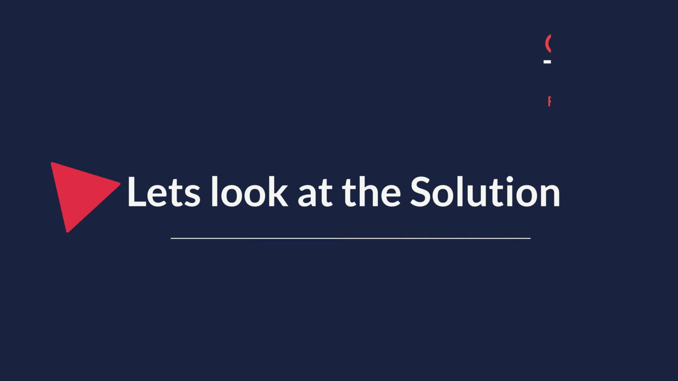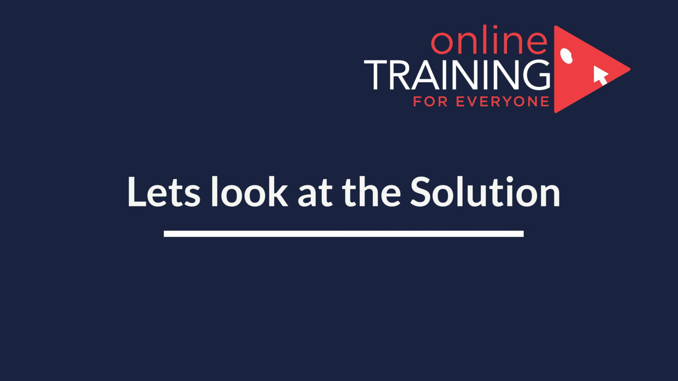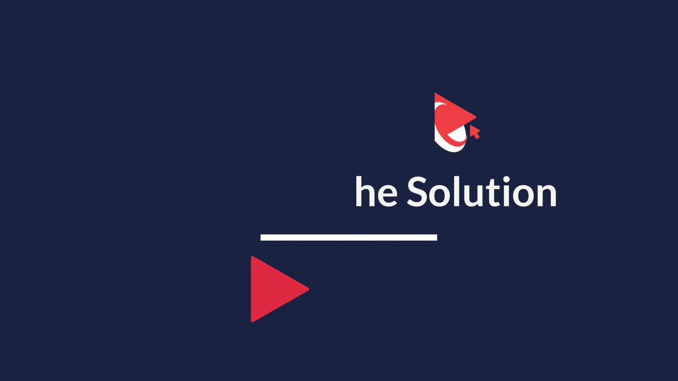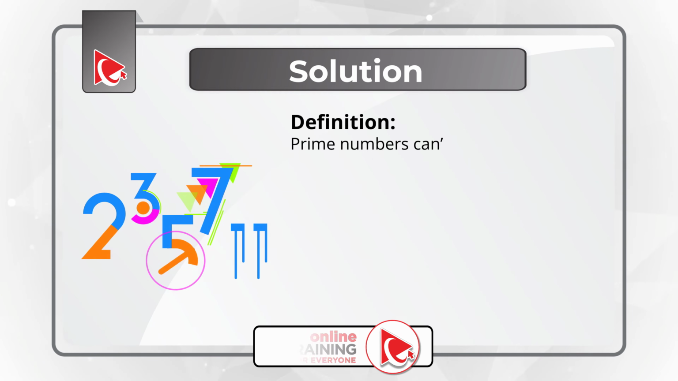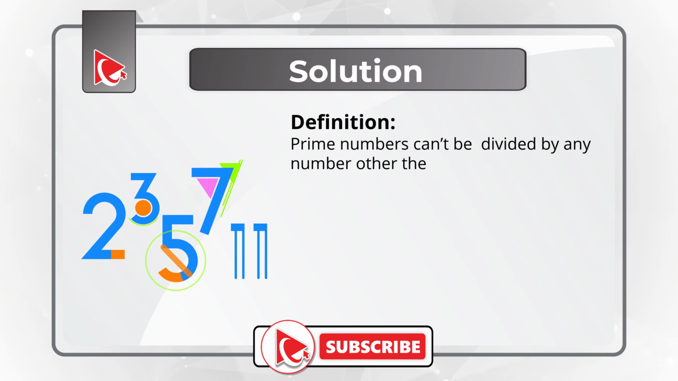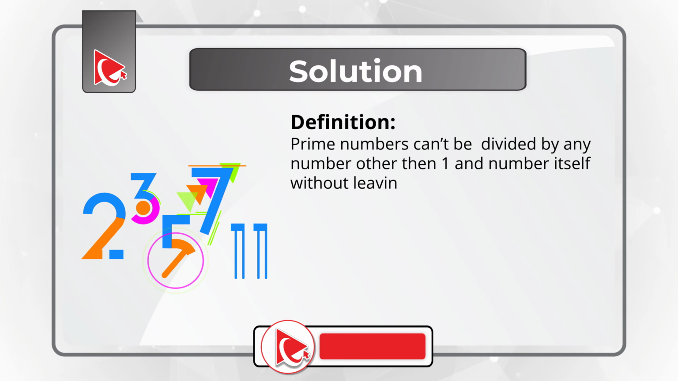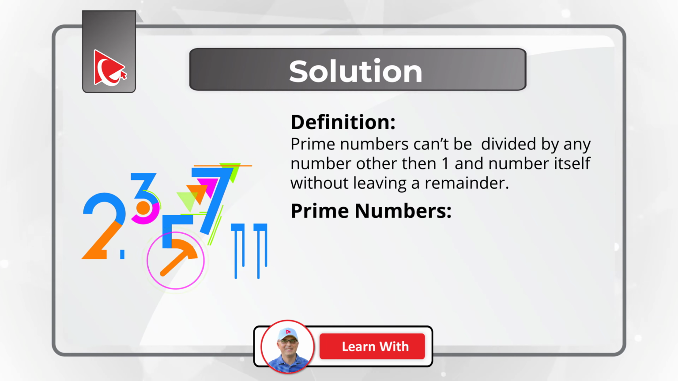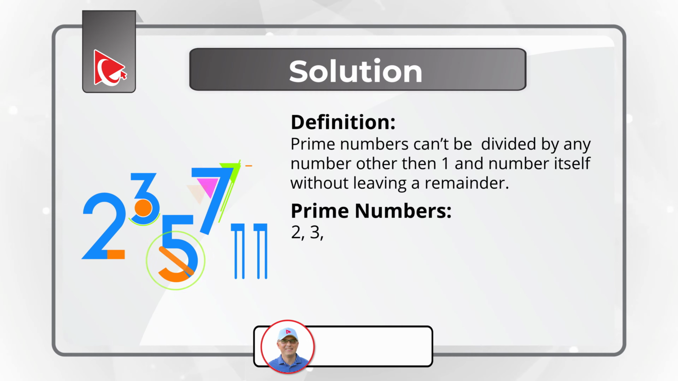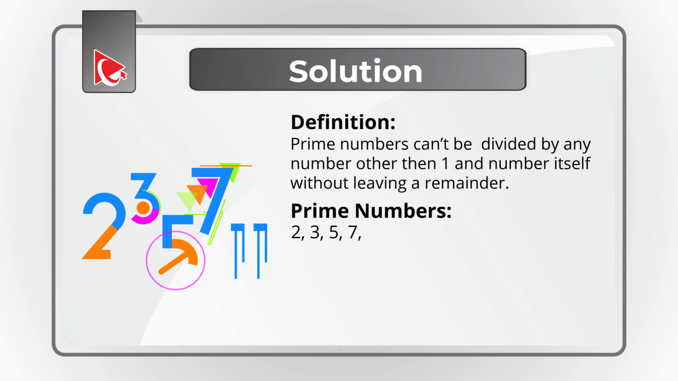Did you solve it? Let's move forward and get to the correct solution together. To solve this challenge, let's start with the definition of a prime number. Prime numbers cannot be divided by any number other than 1 and the number itself without leaving a remainder. Some examples of prime numbers would be 2, 3, 5, 7, 11, and you can continue the chain.